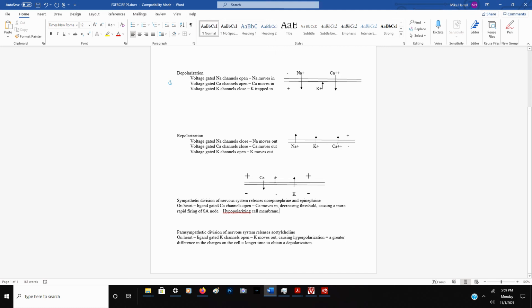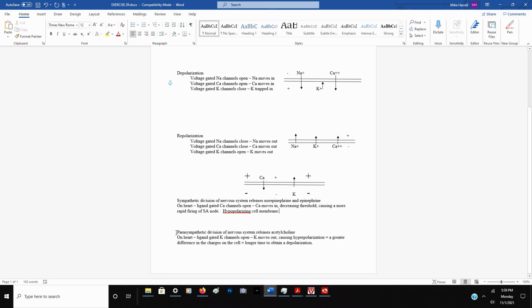That means the cell has to move less positive ion in to swap them. That means it'll all happen quicker. And that's how these chemicals make your heart beat faster. It took those resting charges and made them less different. Now that they're less different, the cell can swap them quicker. You get a faster heartbeat.